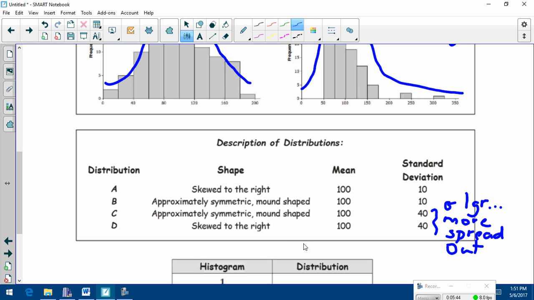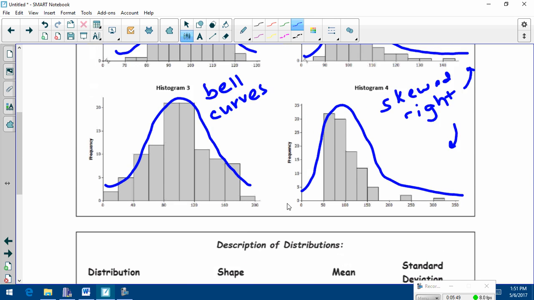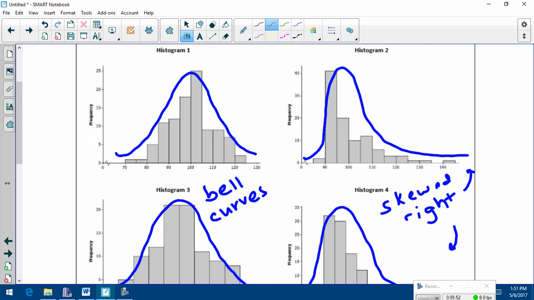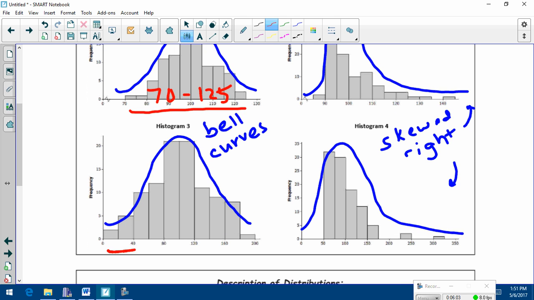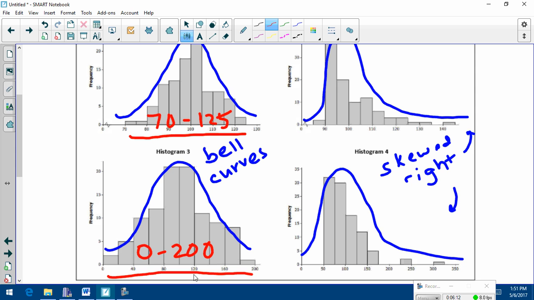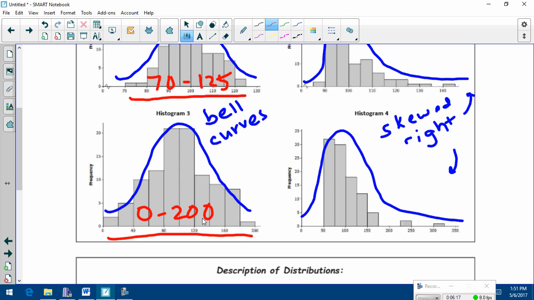So that means we have to go back up to the top and look at just how spread out these data values are. Okay, so let's start with the symmetric ones here. Take a look at the range. We go from, I'd say, 70 to about 125, as opposed to this one down here, which goes from 0 to 200. So which of those two is more spread out? Well, clearly 0 to 200 is a lot bigger range than 70 to 125. So this would have the larger standard deviation. This must have the standard deviation of 40, and this must have the standard deviation of 10.